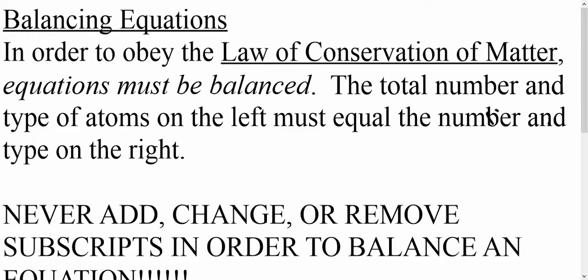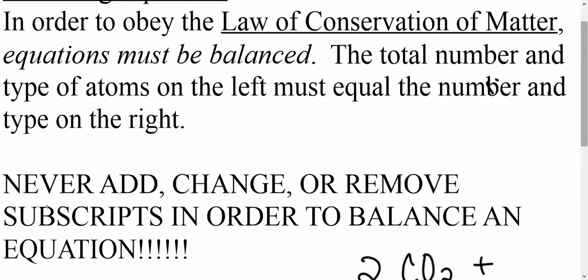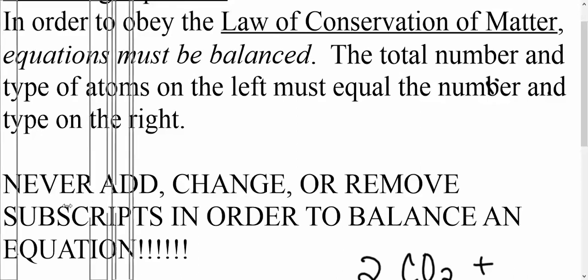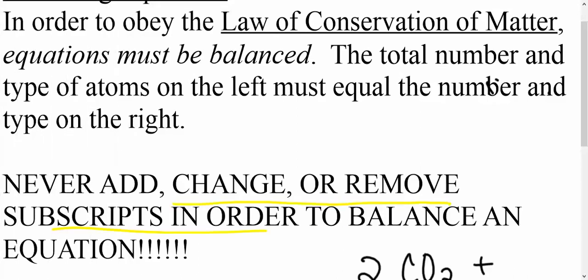Now, how do we do that? I put this in bold or in all caps to emphasize the importance. Never add, change, or remove subscripts in order to balance an equation. If you add or change or remove a subscript, you'll change the compound completely. For instance, this is water. This is hydrogen peroxide, 2 totally different things. That subscript makes a huge difference, and you cannot change subscripts. Once you've written the compound, it's written in stone. Do not change subscripts. So, then how do we balance?